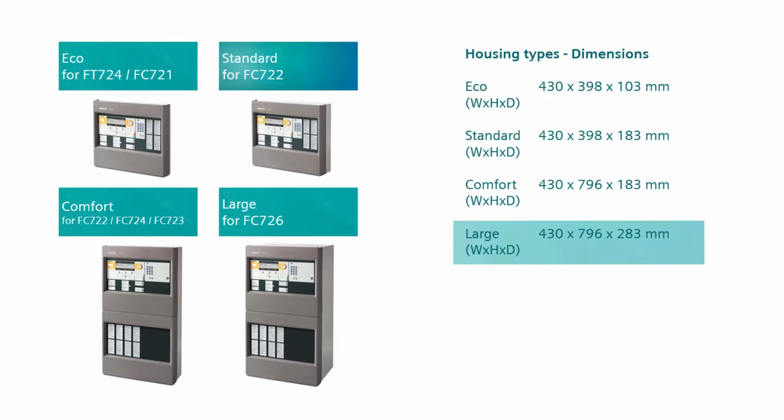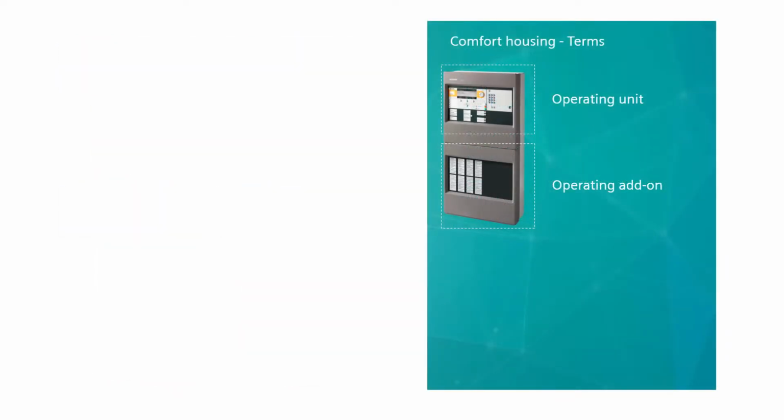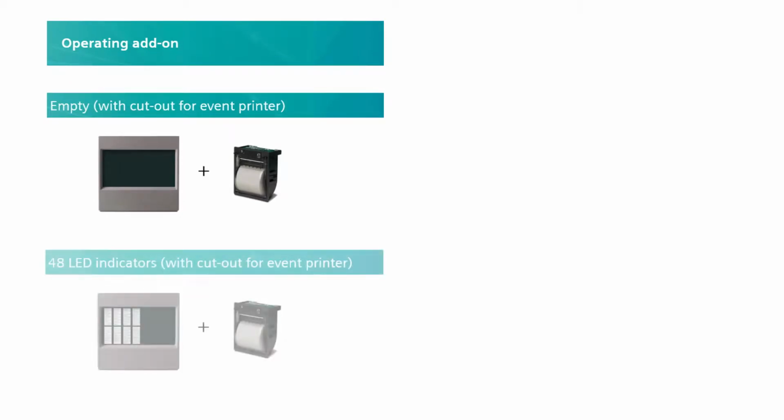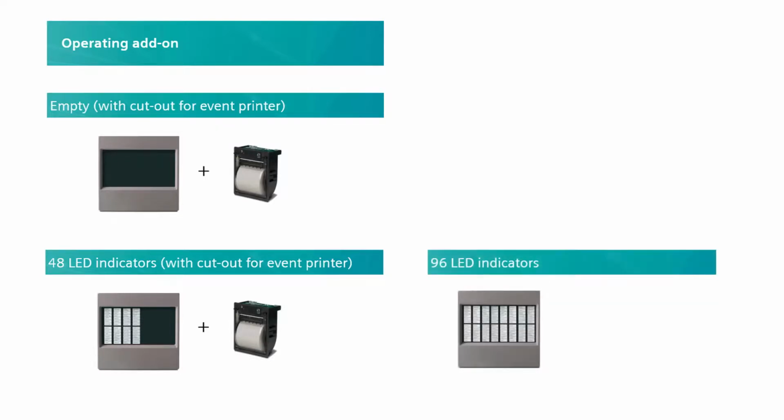These have different depths to the comfort housing. The housing types also differ in terms of the power supply and battery capacity they use. The operating add-ons, which are on the lower part of the fire control panels, are available in the following versions: empty, with a cutout section for the event printer, with 48 LED indicators and a cutout for the event printer, with 96 LED indicators only.